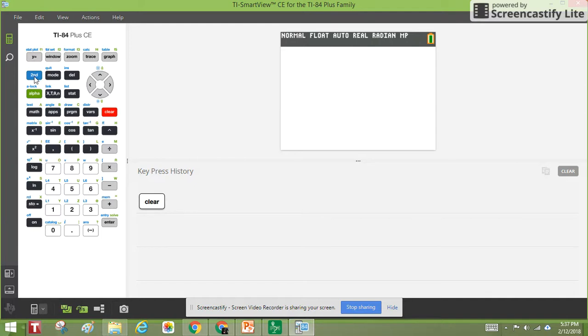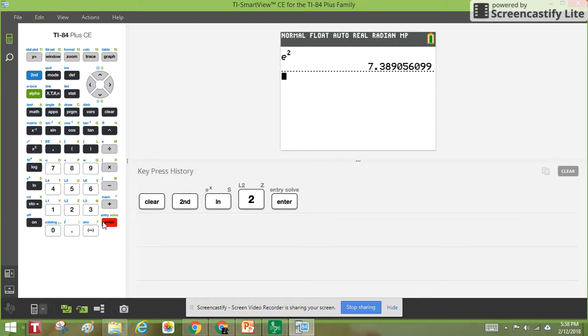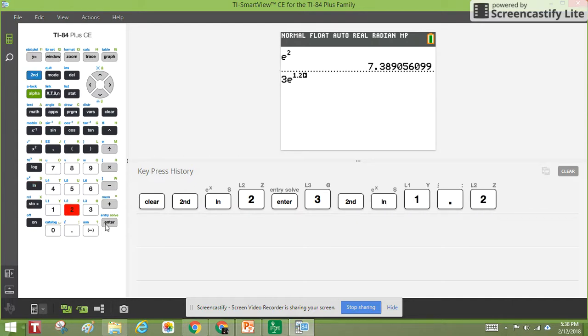So if I simply go second e and squared and hit enter, you can see that this is going to be 7.4. That's kind of an important number. We'll be using that quite often when we'll be graphing. The second one I want to do is 3e raised to the 1.2, and I have 9.96.